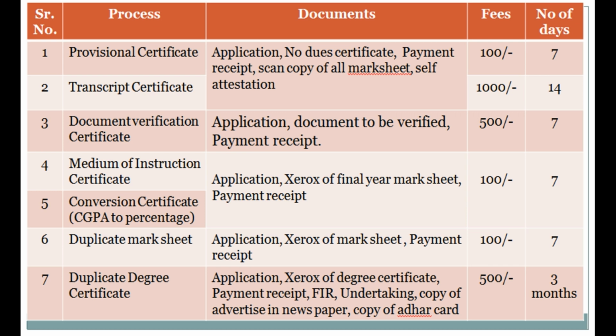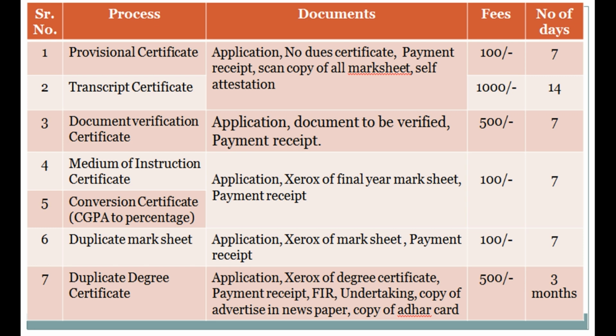Next is duplicate degree certificate. For duplicate degree certificate, the documents required are application, xerox copy of your degree certificate if it is available, payment receipt, FIR copy, undertaking on bond paper of 100 rupees, copy of advertisement in the newspaper, and copy of Aadhaar card. The fees is 500 rupees. After the application, you have to wait for 3 months. After 3 months, you can collect the hard copy of your duplicate degree certificate from university.